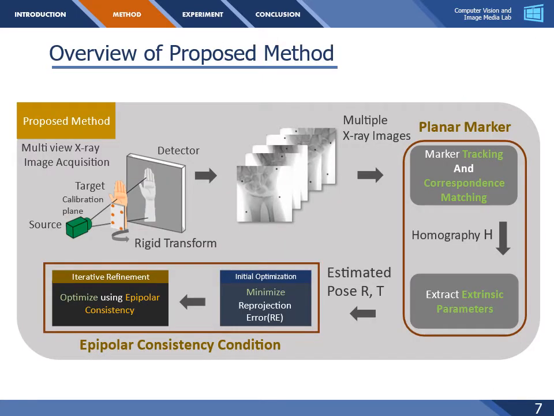Therefore, we propose a method of estimating pose information by identifying marker points in the X-ray image. The object is rotated with a calibration plane attached to it. From the acquired X-ray images, markers are tracked and correctly identified. The calculated extrinsic parameters are then optimized in two phases.